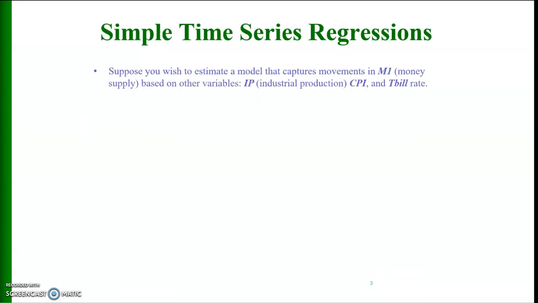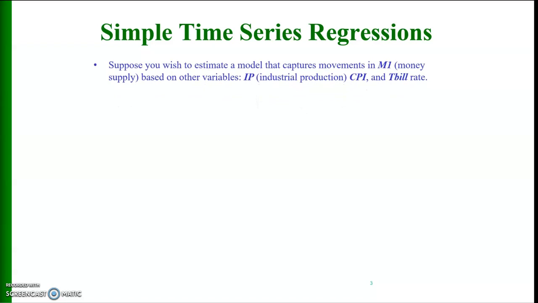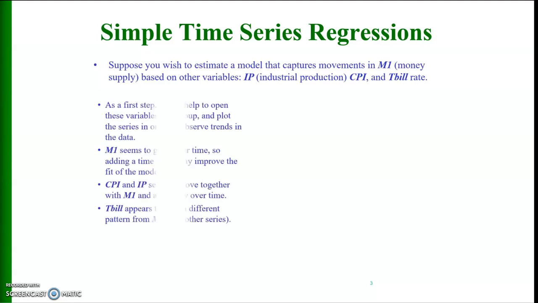Suppose we want to use simple time series regression, and our aim is to estimate a model which captures movements in money supply based on industrial production, consumer price index, and treasury bill. As a first step, it may help to open these variables as a group and plot the series in order to observe trends in the data.